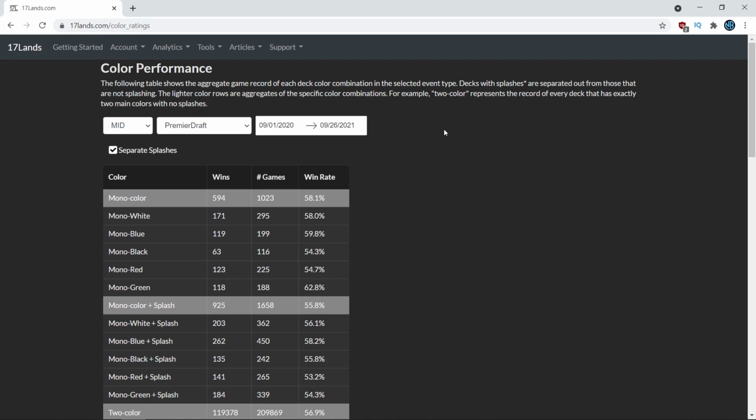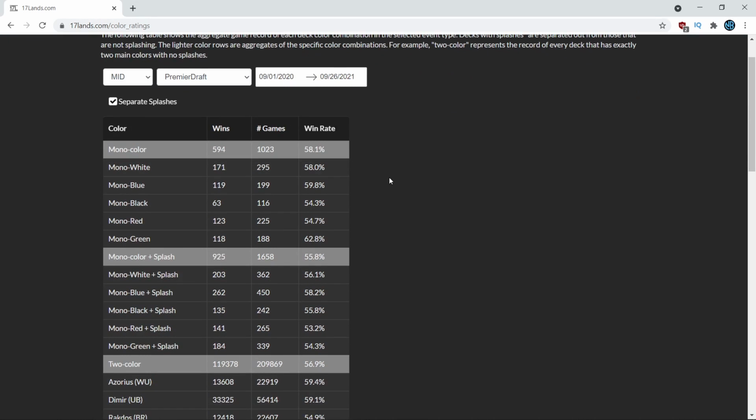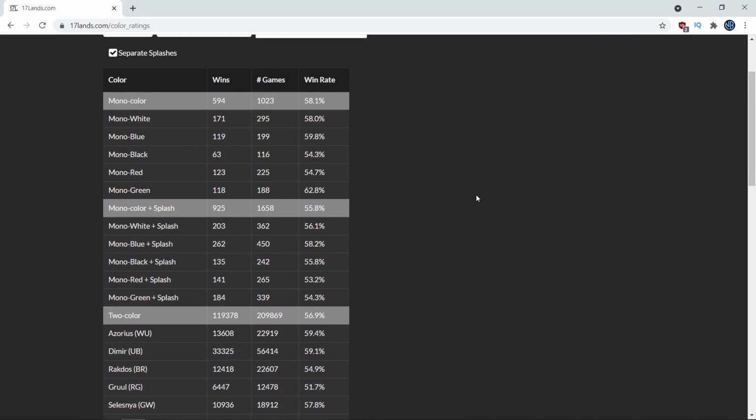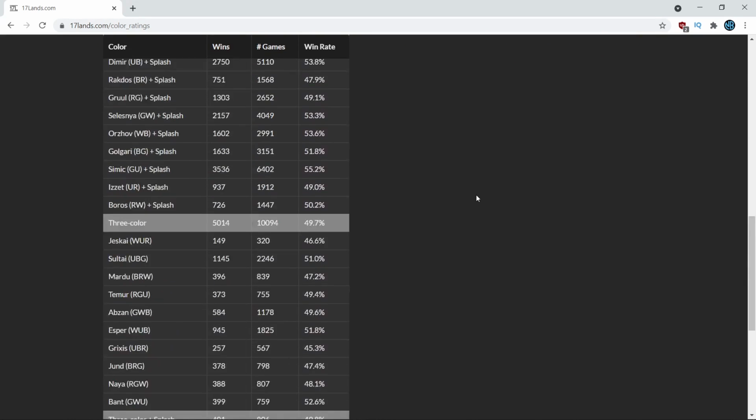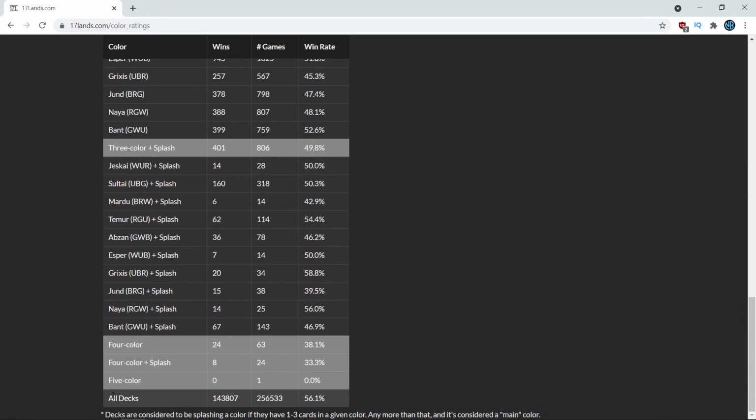But this is essentially the color performance tab, which shows the win rates of various colors in Midnight Hunt Premier Draft. So the most important thing to check at the very beginning is to go all the way to the bottom and look at the all decks category, and you can see what the win percentage of a 17 lands user on average is, so that you're going from a known baseline. So it looks like the baseline is 56.1% win rate. So numbers above that indicate above average performance, and numbers below that indicate below average performance.